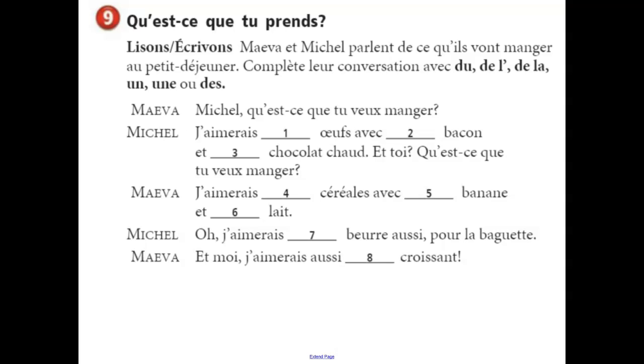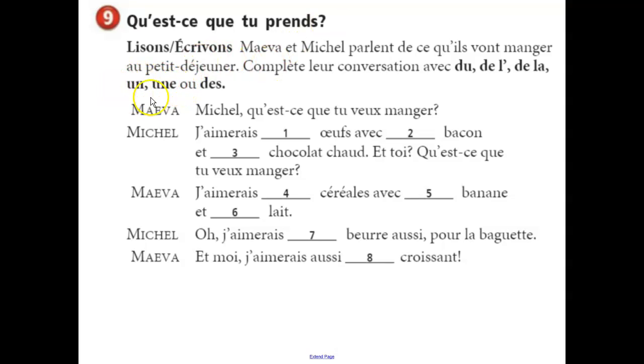Now, for the next activity, you need to do a little bit more thinking. The directions here say Maïva et Michel parlent de ce qu'ils vont manger au petit déjeuner. Maïva and Michel are talking about what they are going to have for breakfast. Complète la conversation avec du, de à l'apostrophe, de la, un, ou des. So we have all of these different choices.